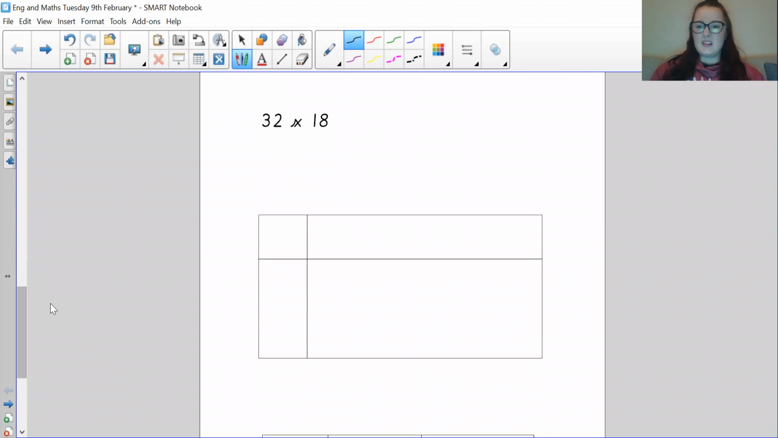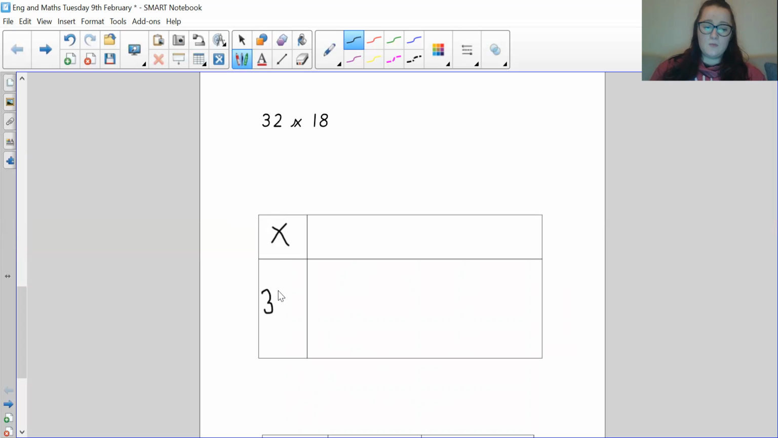So here, it's a little bit trickier, okay? Now I've got 32 times 18. Here, I'm going to have to round both numbers because they're both 2 digits and we want them to the nearest 10, don't we? So I'm going to put my multiplication sign here, and 32 to the nearest 10, well, would it be 30 or 40? I think it'd be 30. So I'd put 30 in here.